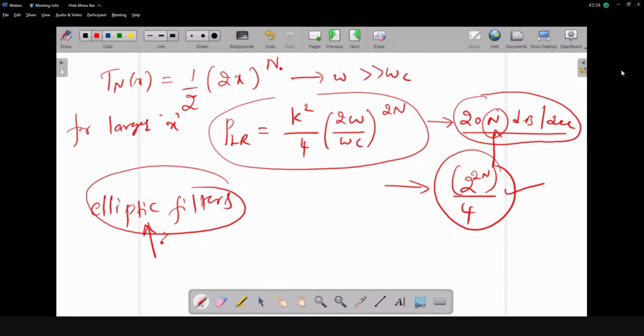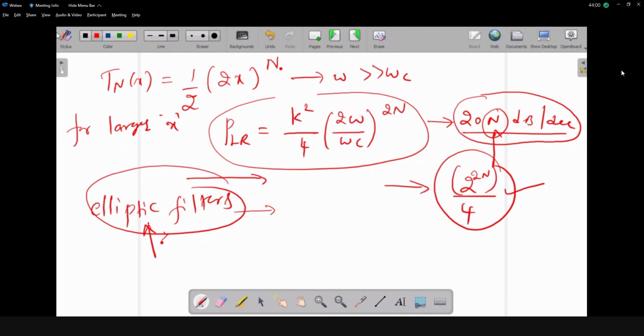Generally, it is difficult to synthesize because we are concentrating on both the pass band as well as the stop band. So that's why it is slightly difficult to synthesize. Practically, most applications will not use this. But whenever a specific application requires minimization of ripple in both the pass band and the stop band, they are going to use these elliptical filters.